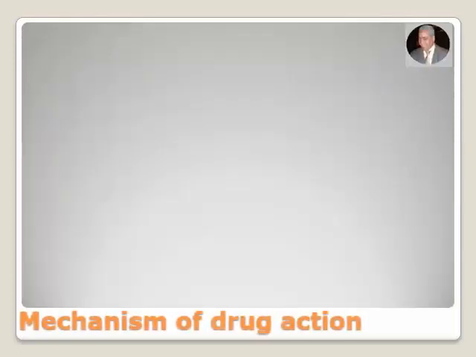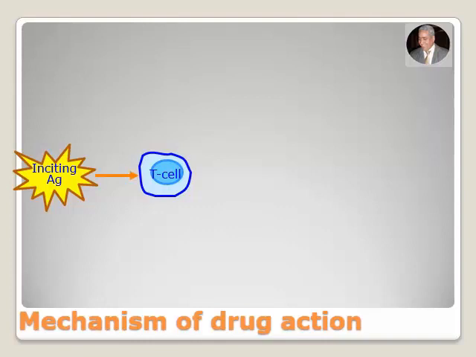Let us start with the mechanism of action of various disease-modifying antirheumatic drugs. The pathogenesis starts with a self-antigen, since it is an autoimmune disease. After recognition of the antigen, the T lymphocyte starts the abnormal immune response.